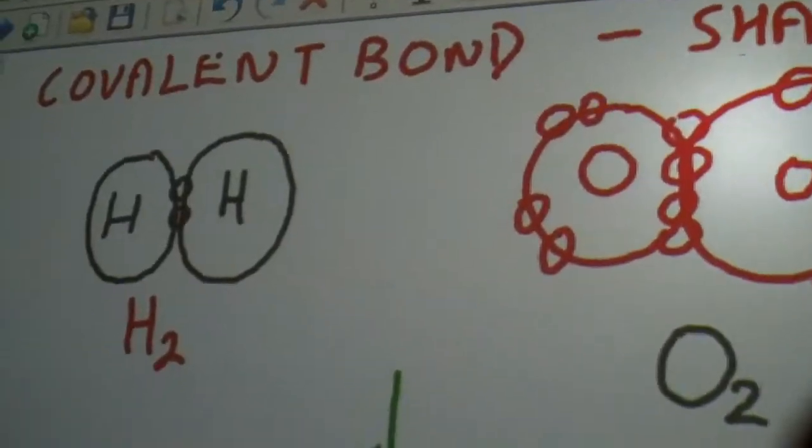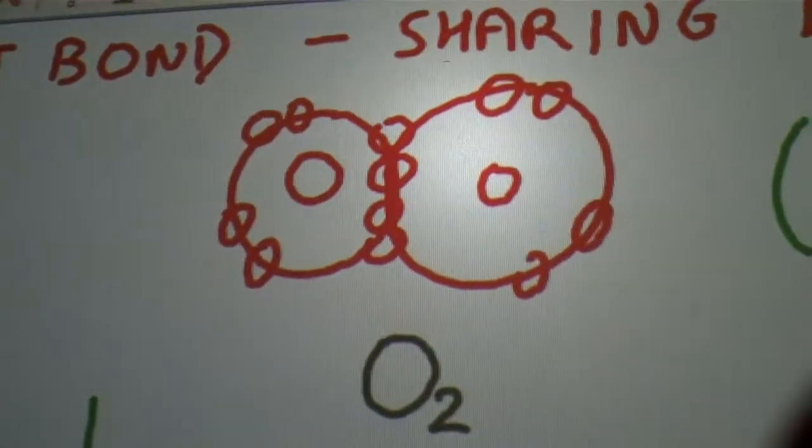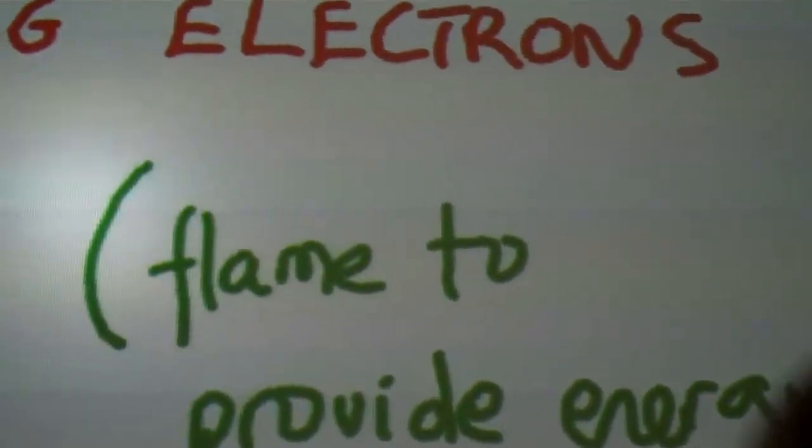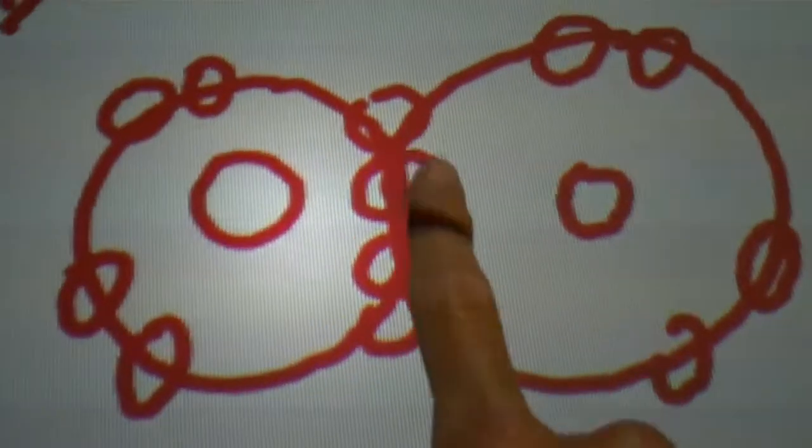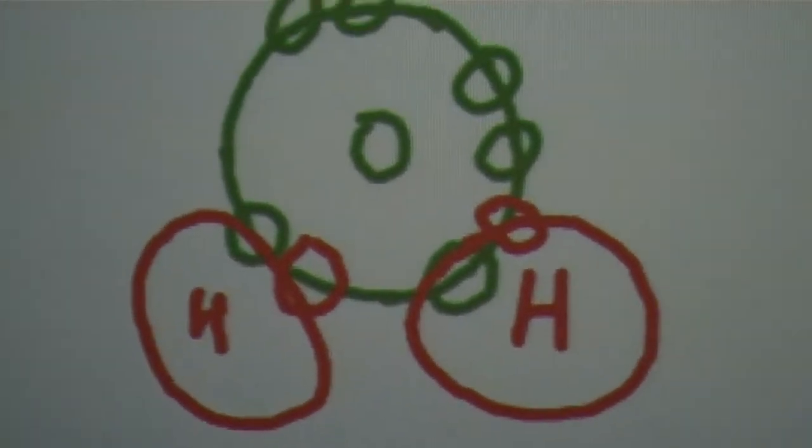Okay, as you saw, when we burnt hydrogen with the oxygen in the air, we had to apply a flame, and that flame is to provide energy to break the bonds of oxygen and hydrogen so that they can recombine to form water.